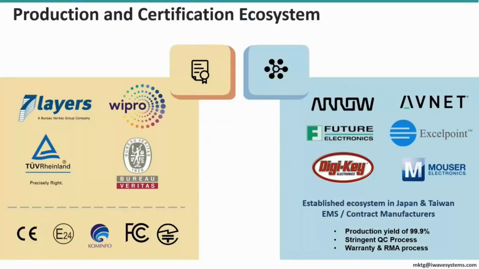And last but not the least is in terms of production and certification. Over the last 22 years, iWave has built a strong certification ecosystem along with the likes of Veritas or the Wipro labs, which can help in regulatory and ruggedness testing. In parallel, we also work with different types of semiconductor supply chain partners such as Arrow, Avnet, Future, and XLPoint, who can help in sourcing and have a very strong supply chain team for manufacturing.